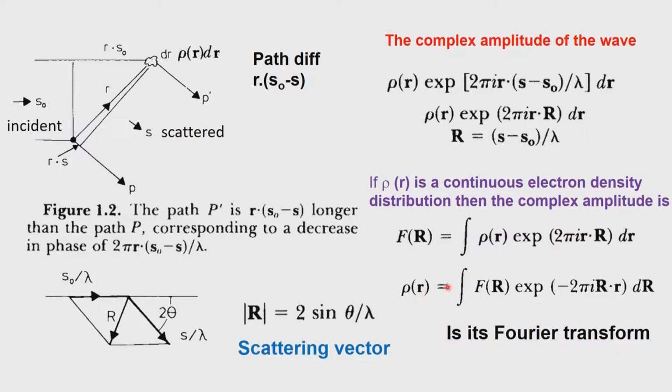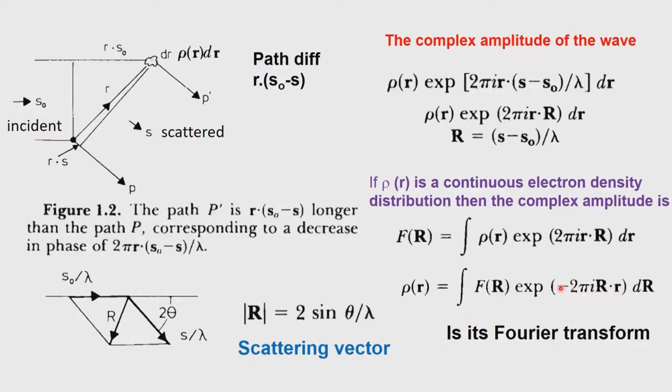So, if we want to calculate electron density, we need to have the F(R) values, and these F(R) values are in what we call reciprocal space. So, the capital R vector is in reciprocal space, and the little r vector is in direct space. We also see that there is a change of sign here, exponential minus 2 pi i R dot r, and that is the representation of the electron density.